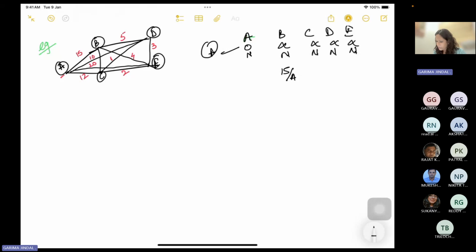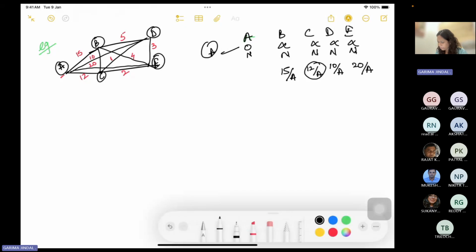A is visited. Then it can go to D, and the cost to go to D is 10. Then we can go to E as well; the cost to go to E is 20. Then we can go to C as well; the cost to go to C is 12. Now in this case, again, we will see which is the minimum cost. The minimum cost here is from A to C. So we add this particular edge here.